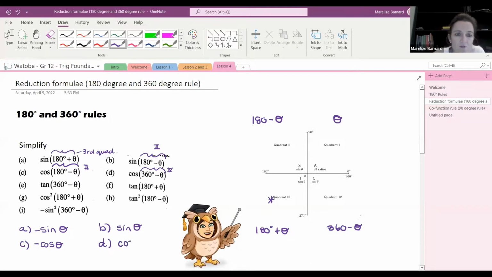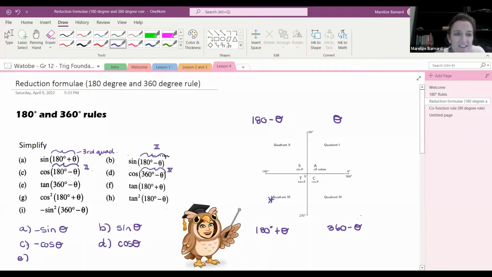So that will just reduce to cos theta. Yes, cos theta. It is positive because cos in the fourth quadrant is positive. Cos in the fourth quadrant is positive. Okay.